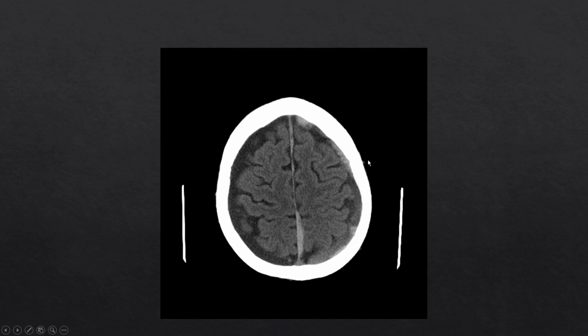Over time, the attenuation of hemorrhage decreases. In this patient on the right, we have a chronic subdural hemorrhage. In the midline, along the left aspect of the thorax, we have an acute subdural hemorrhage. On the left side, we have a mixed attenuation hemorrhage with areas of more acute blood mixed with older blood.